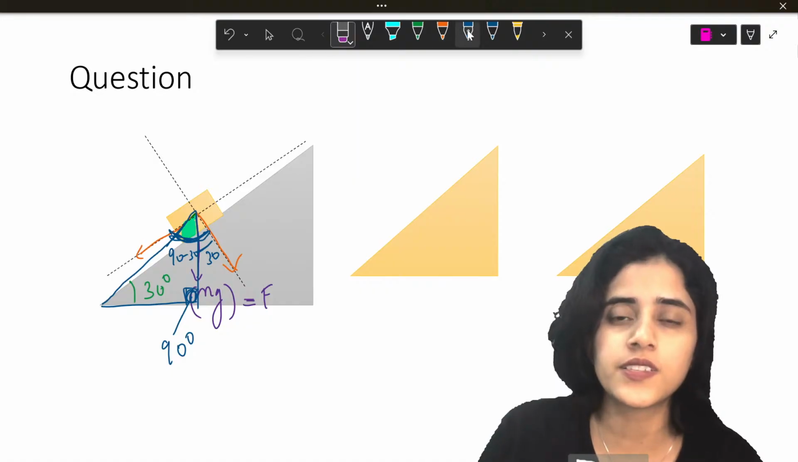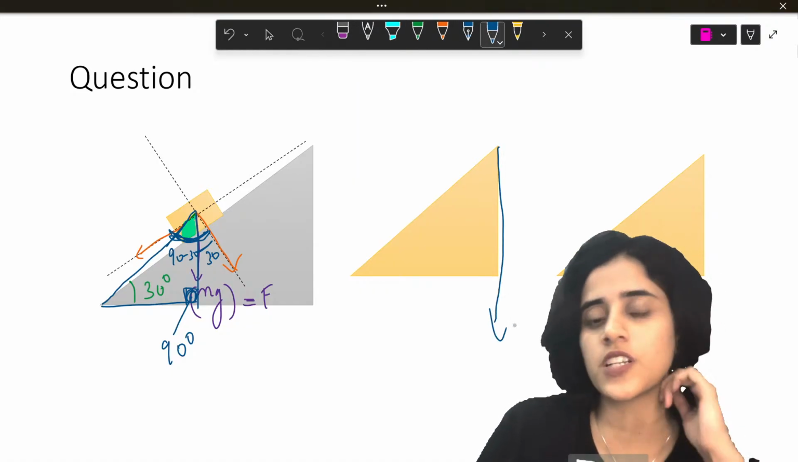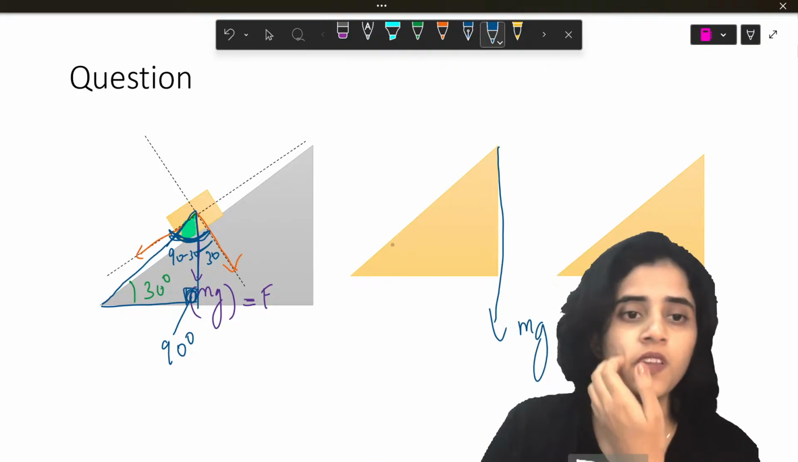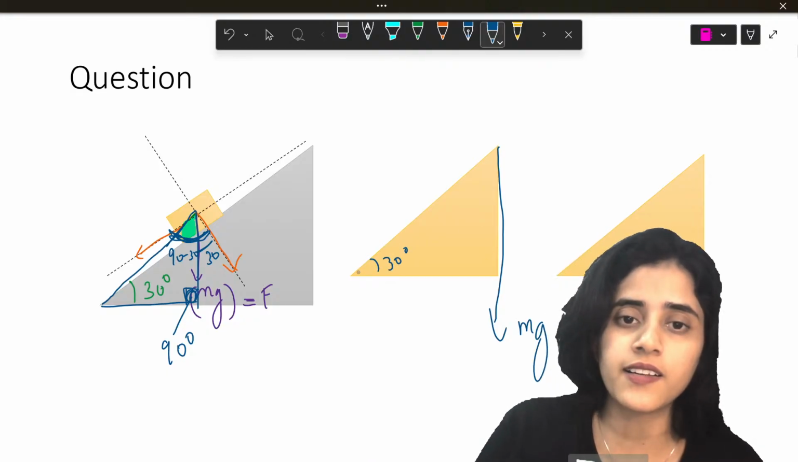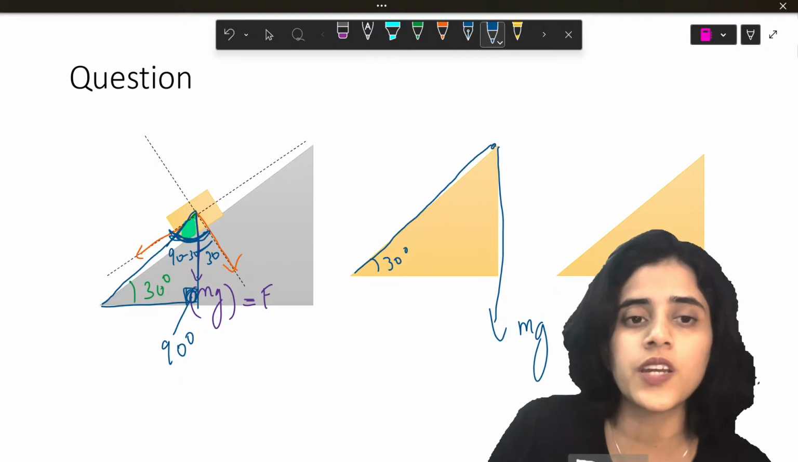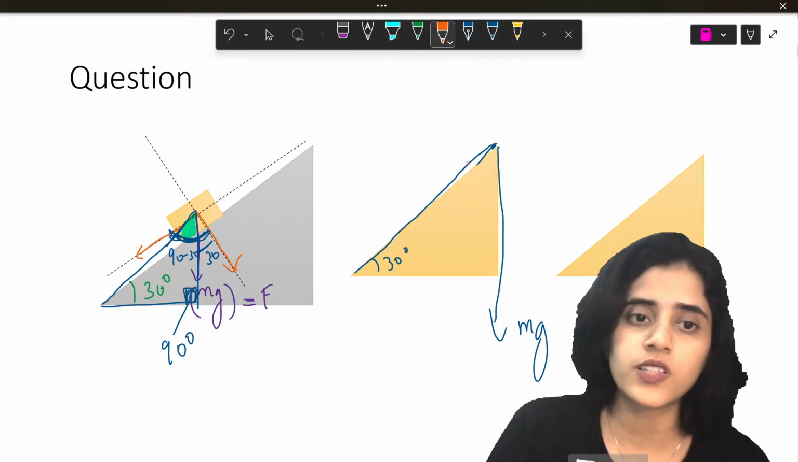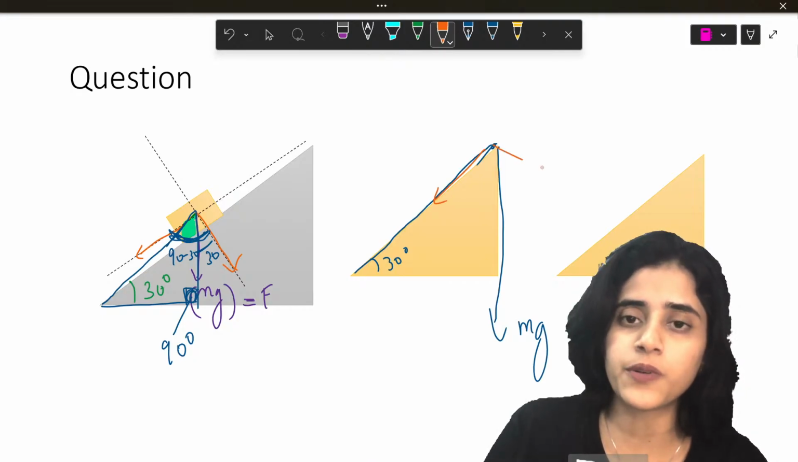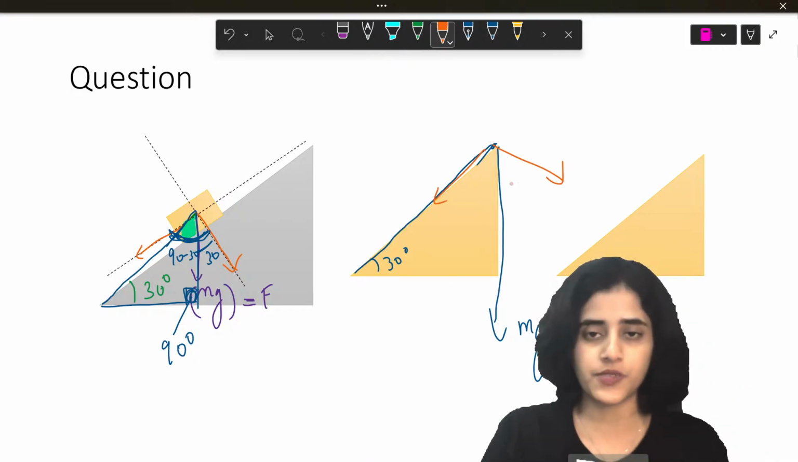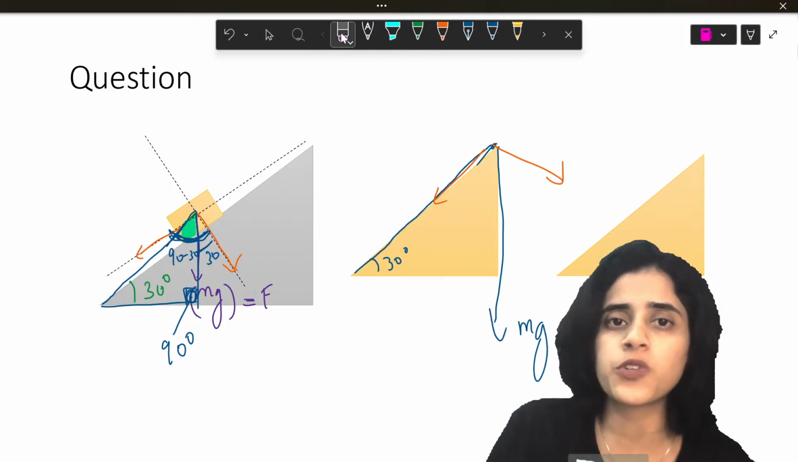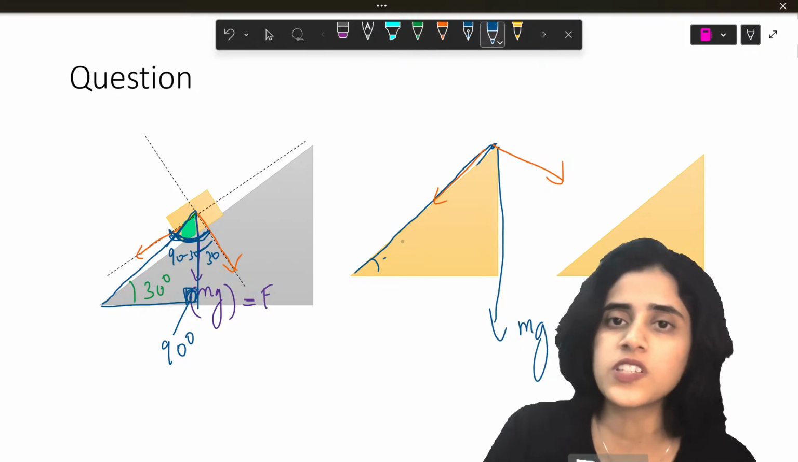So here, this is mg, mg downwards. This is mg and this is my 30-degree angle. So this is the horizontal component, this is the vertical component. Let's just put this as theta instead of 30.